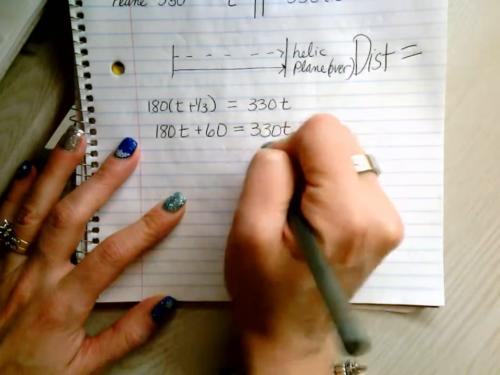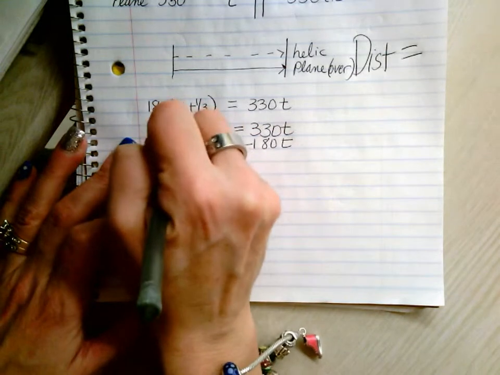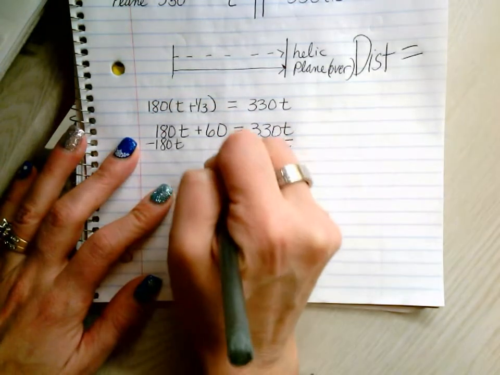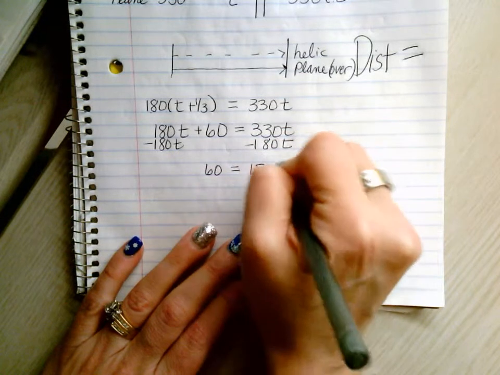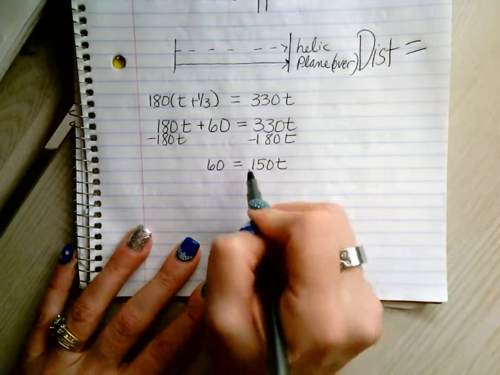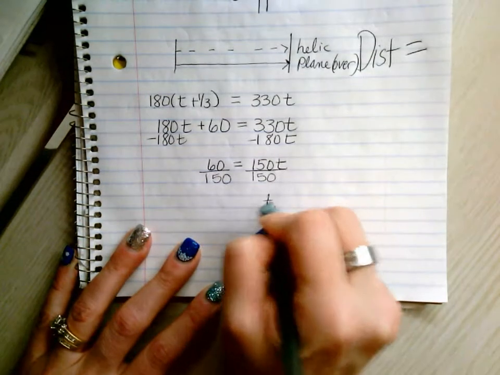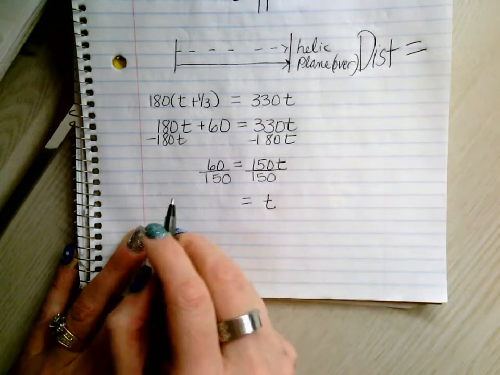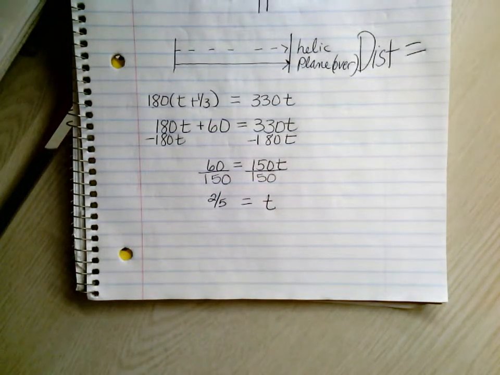Let's collect our t's on the one side by subtracting. And you end up with 60 being equal to whatever the difference is, 150 t, if I did my arithmetic correctly. Divide by 150. And t equals whatever the reduced version of that looks like, 2/5. 2/5, what the heck is that? 2/5 of what? What are we talking about? Minutes, hours, years?